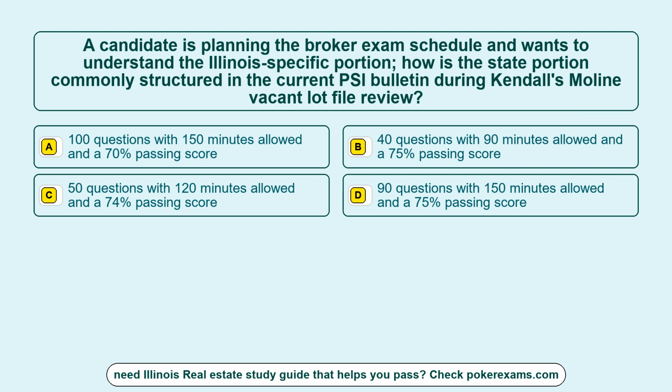Question 22. A candidate is planning the broker exam schedule and wants to understand the Illinois-specific portion. How is the state portion commonly structured in the current SCI bulletin during Kendall's Moline vacant lot file review? Option A, 100 questions with 150 minutes allowed and a 70% passing score. Option B, 40 questions with 90 minutes allowed and a 75% passing score. Option C, 50 questions with 120 minutes allowed and a 74% passing score. Option D, 90 questions with 150 minutes allowed and a 75% passing score.